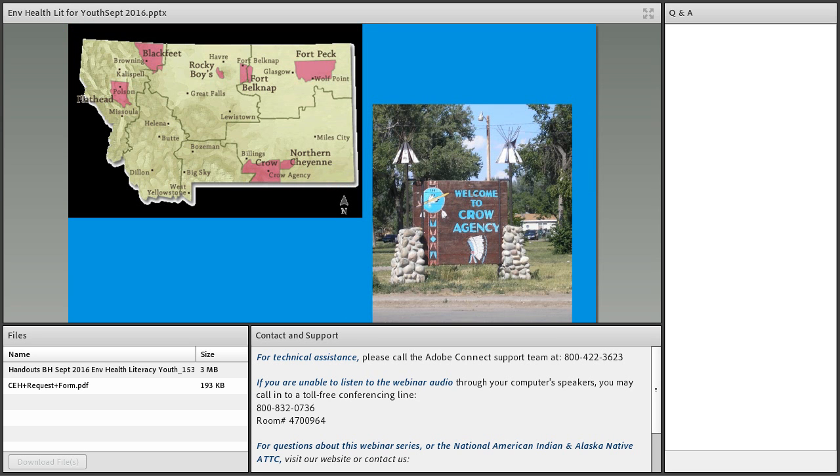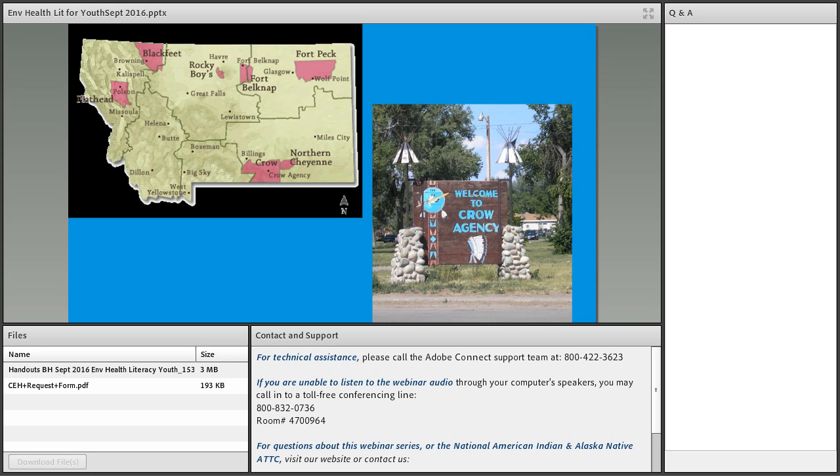So just to give you some background, I'm Crow, and this project takes place on the Crow Reservation. The Crow Reservation is located in south central Montana. It's a rural reservation. It was established by the Treaty of 1851, originally covering 38 million acres, but has been whittled down to a much smaller area. Today we have 2.2 million acres, but this is part of our original homeland.